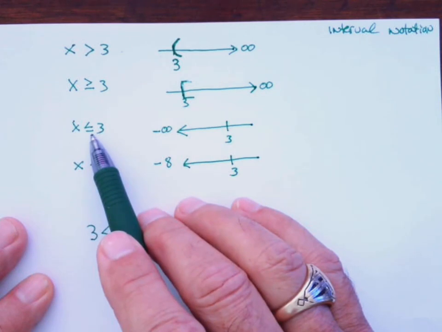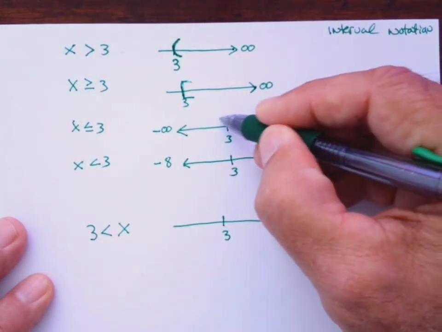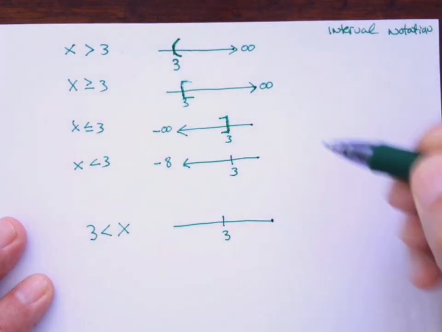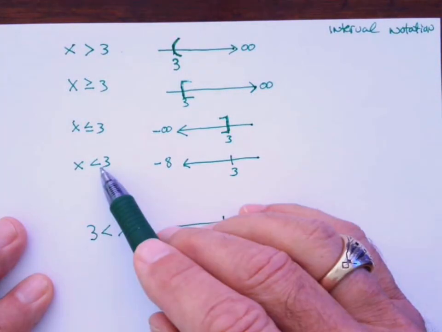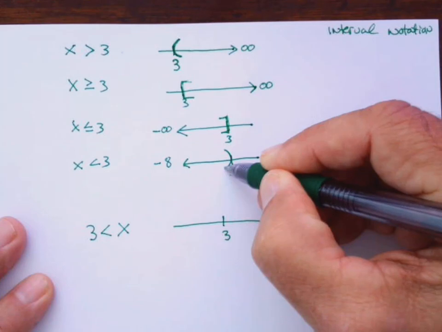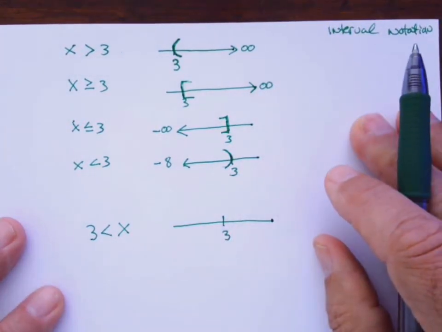Likewise, x is less than or equal to 3. It is included, so I'm going to put a square bracket facing the direction that the line moves in. If it's just strictly x is less than 3, that means it's not included, so I simply put a parenthesis facing the direction the line moves.